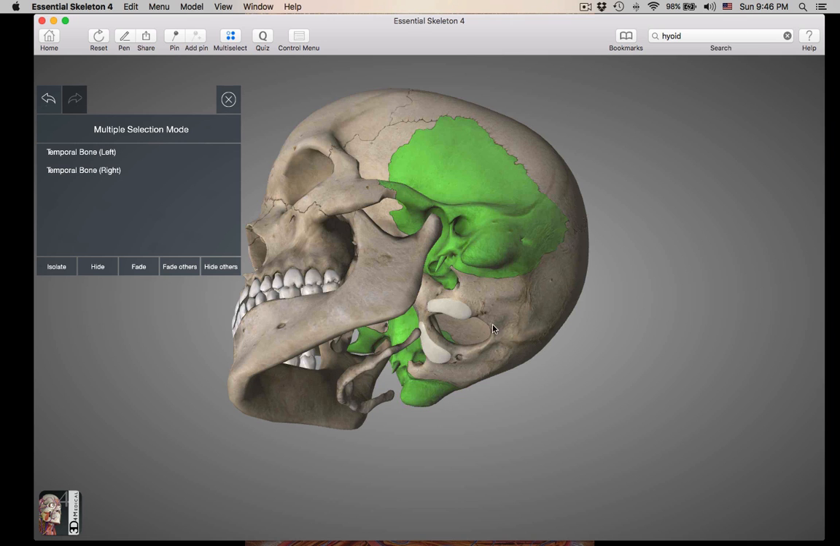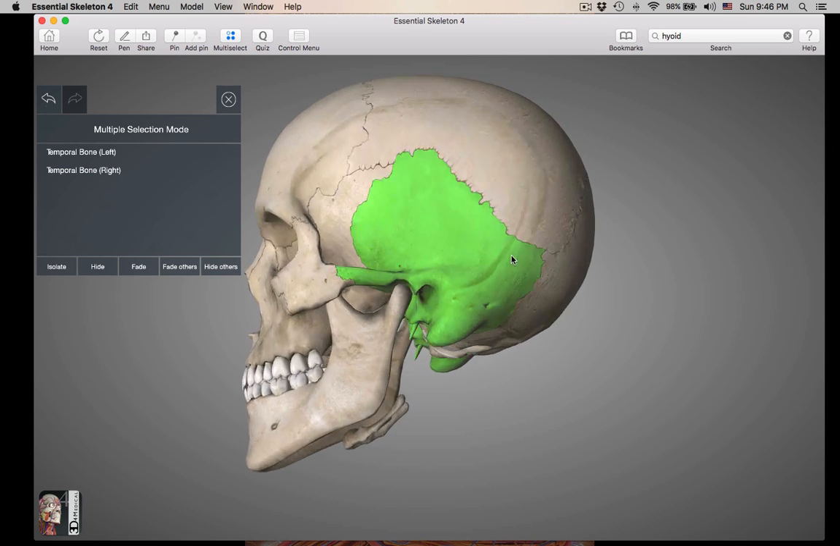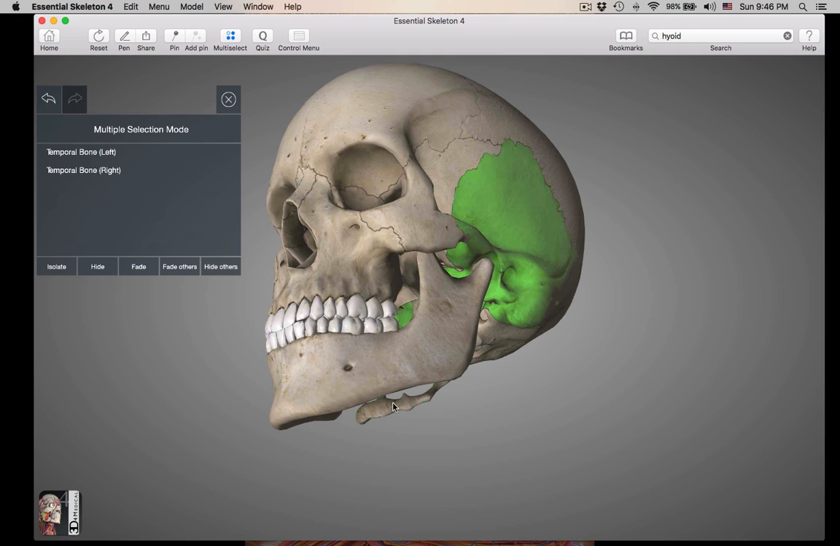This is your hyoid bone. I am going to get rid of that. That's just getting in the way. I'm going to get rid of that hyoid bone.